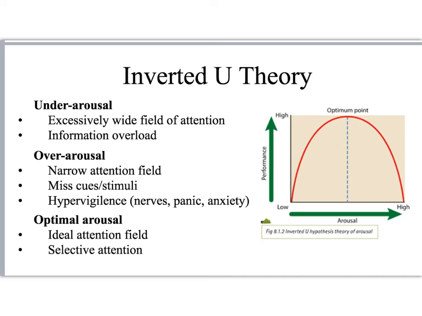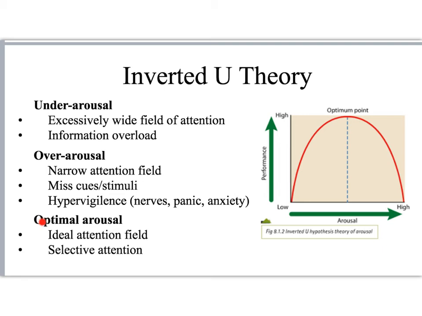Here you're also going to experience something called hypervigilance, commonly associated with nerves, panic and anxiety. So in the goalkeeper example from before, this is where they might actually drop the ball because their attention is so narrow, they're panicked, they're nervous, and they're missing the basic cues of what they need to successfully catch the ball. It might be another player's position within the box, for example.